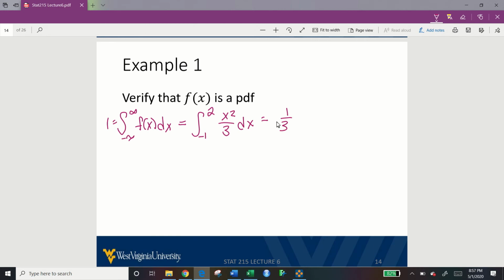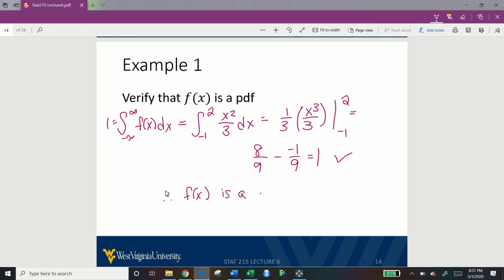So, using our rules of integration, we'll have 1/3 multiplied by x cubed over 3 from -1 to 2, which will equal 8/9 minus -1/9, which will equal 1. Perfect. Therefore, f of x is a PDF. Good job. Let's move on to our next part.